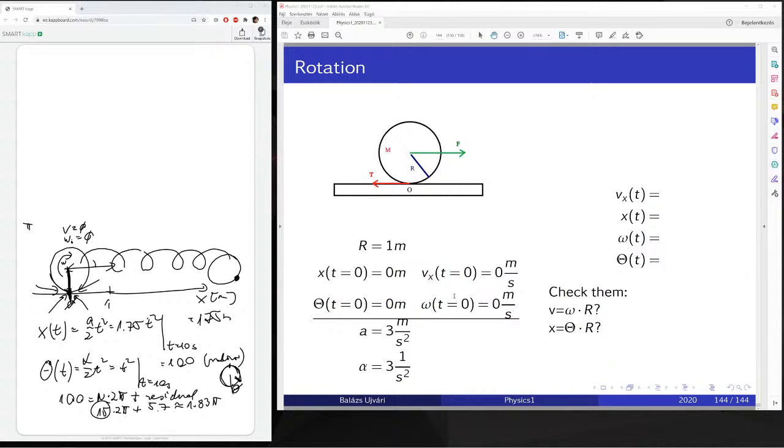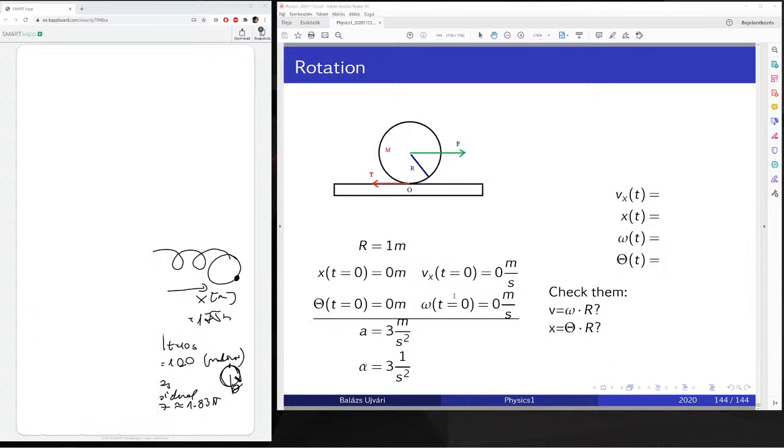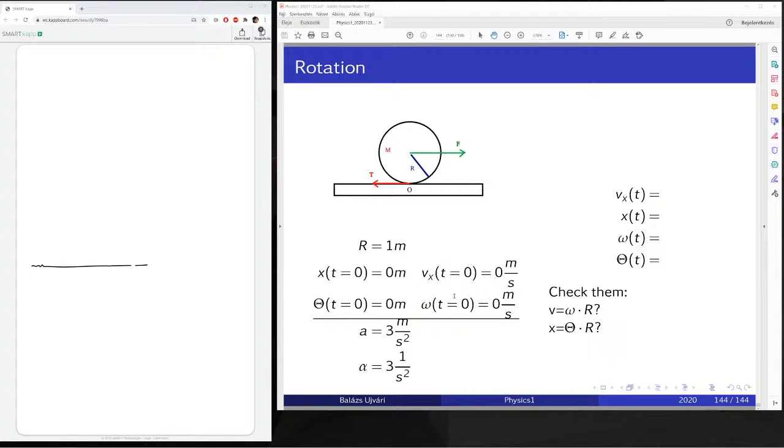All right, let's solve another one. And you remember, I do not have to add these boundary conditions like x(t=0) is 0, v(t=0) is 0, and so on. I can add anything, but I think you can solve both.